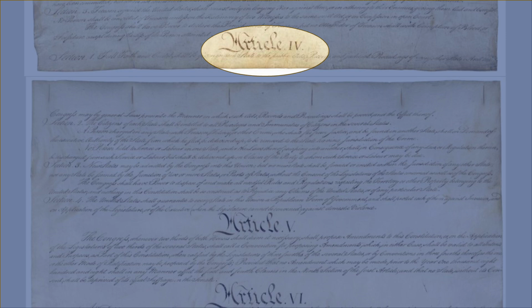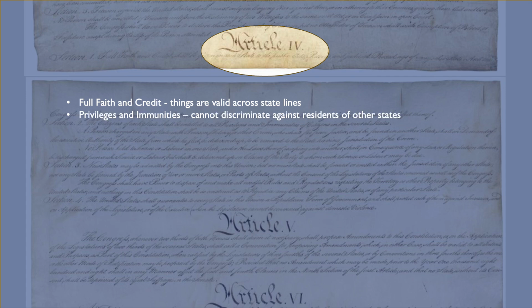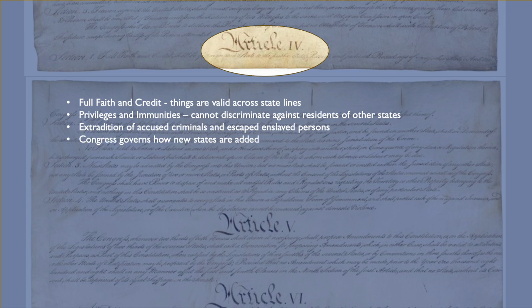Article 4 governs relations among the states. There are a few clauses that you need to know. The full faith and credit clause: things are valid across state lines, like your driver's license or your marriage license. The privileges and immunities clause: California can't say people from Nevada are not allowed to come here. And extradition of accused criminals and escaped enslaved persons: if you commit a crime and then flee to Oregon, California would say, Oregon, you need to return this person. And Congress governs how new states are added, and Congress is supposed to provide a guarantee of a republican government to the states.